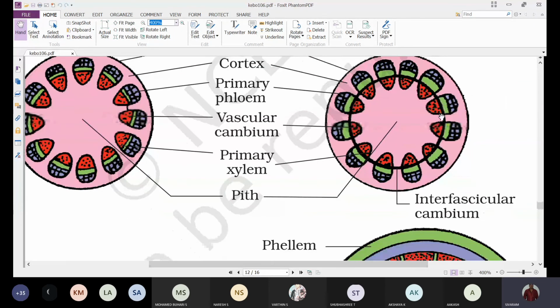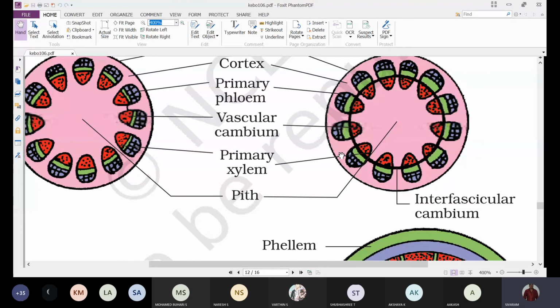Like this we can see here. This is intravascular cambium, this is intervascular cambium, and both are adjoined with one another, finally forming a ring-like structure, which we call a cambial ring. Like that the cambial ring is formed. From this cambial ring the secondary growth will occur.